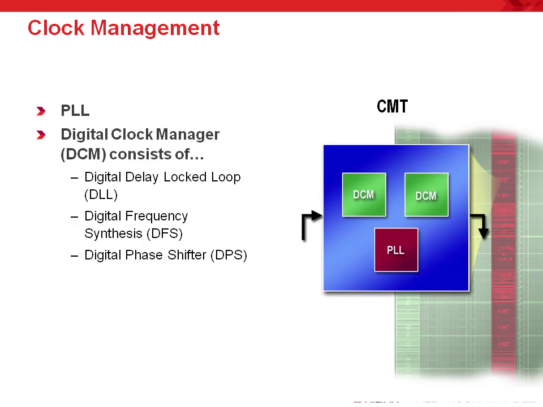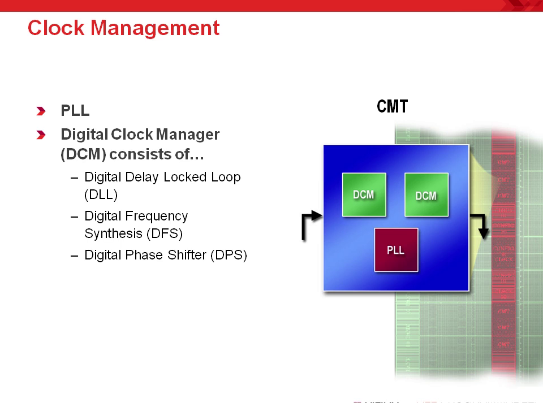Clock generation is handled by the PLL, phase lock loop, and the DCM, the digital clock manager resources. The DCM consists of 3 resources. The DLL, which is the digital delay locked loop, removes system skew between the FPGA and another external component that you may have on your board. It also has outputs that will phase shift the clock by 90, 180, or 270 degrees. There's also a divided clock output, as well as a clock multiply by 2 output.